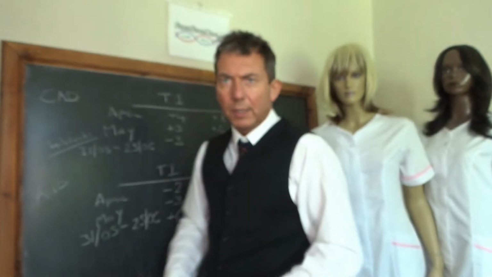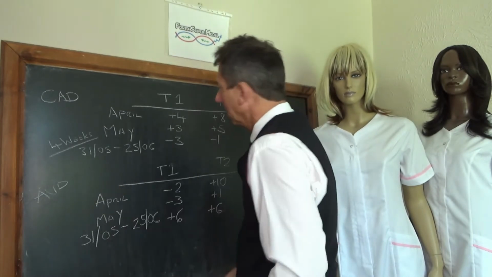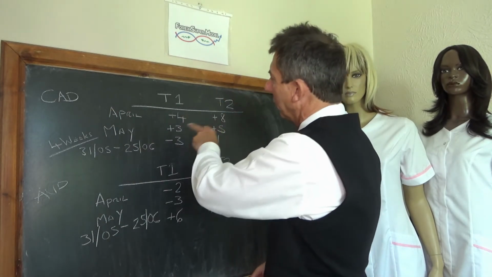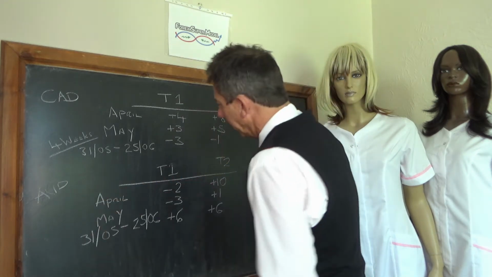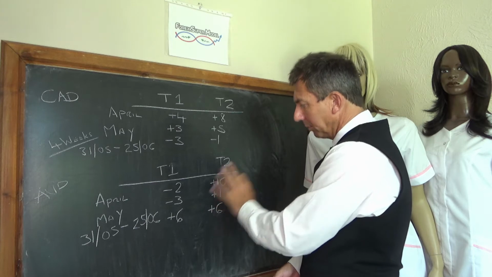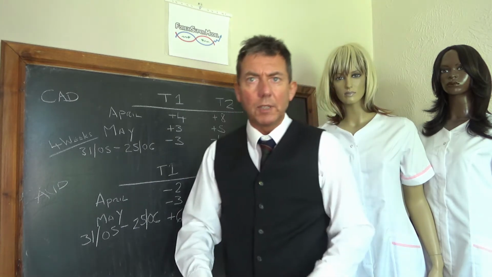Stop it there. Right, back again. CAD, Canadian dollar. AUD, Australian dollar. CAD, T1, plus 4, plus 3, minus 3. T2, plus 8, plus 5, minus 1. AUD, T1, minus 2, minus 3, plus 6. T2, plus 10, plus 1, plus 6. Stop it there, last two coming up.